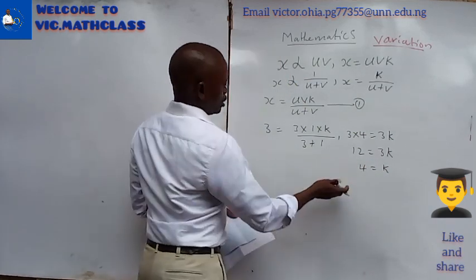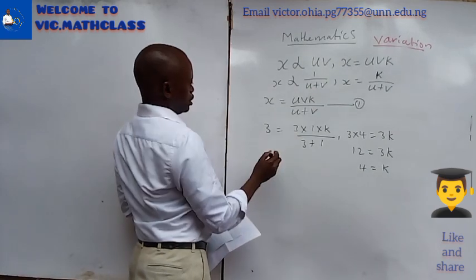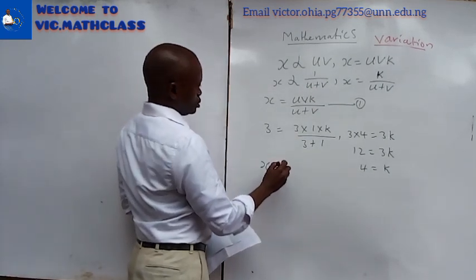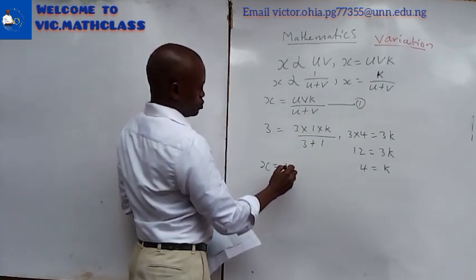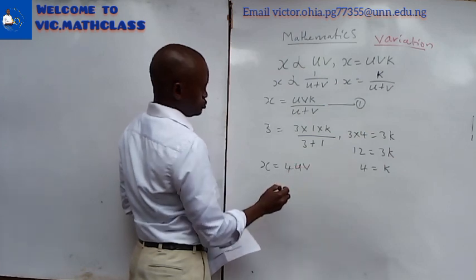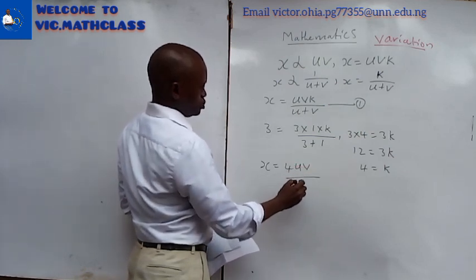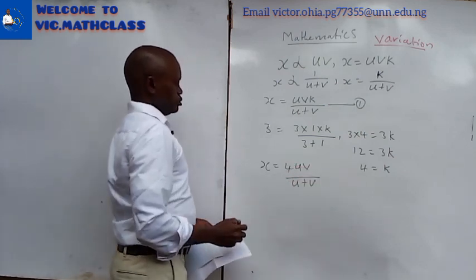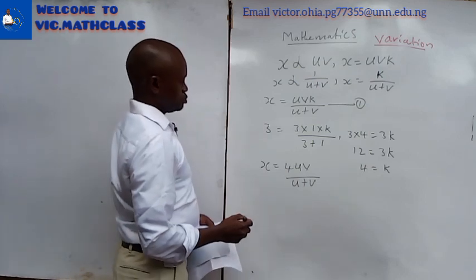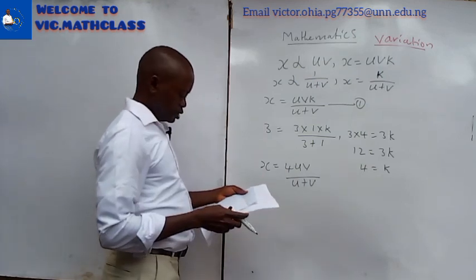And then back to this mathematical expression, we can now express this as x is equal to 4uv over u plus v. So this is how we can mathematically express it.